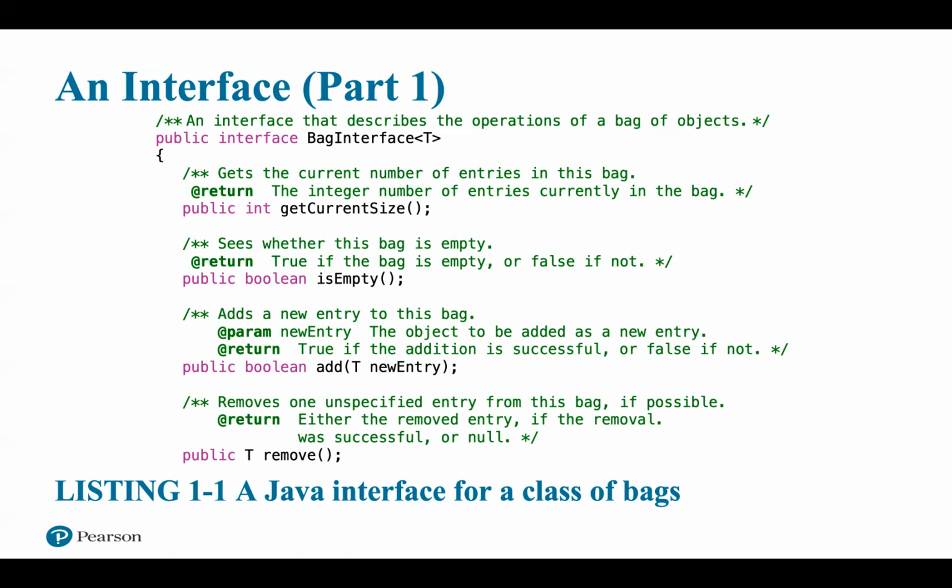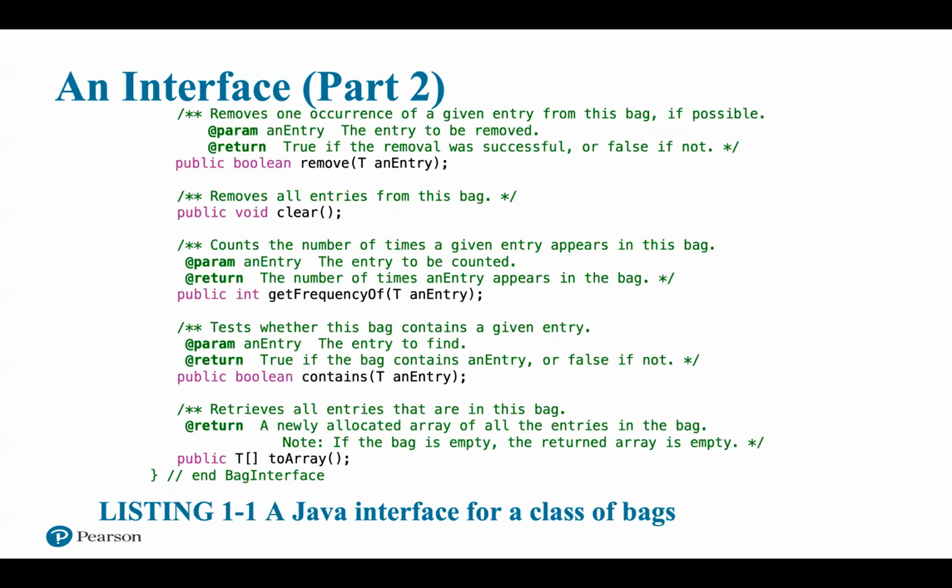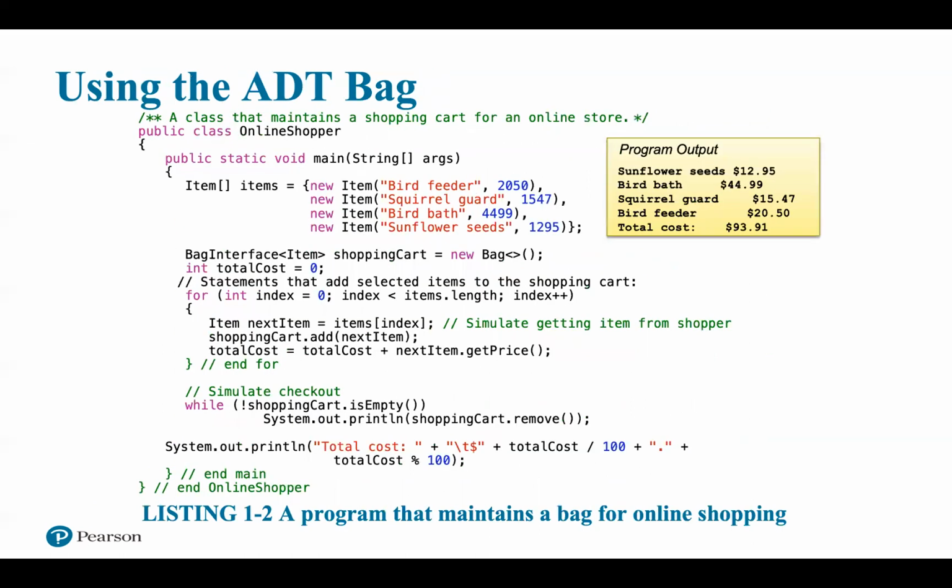And so for the next couple of chapters, we'll develop different implementations of a class of bag. Code written with respect to an interface allows us to more easily replace one implementation of a bag with another, and that could definitely be helpful. So I won't go through the rest of the interface, but it's here so that you can look it over.